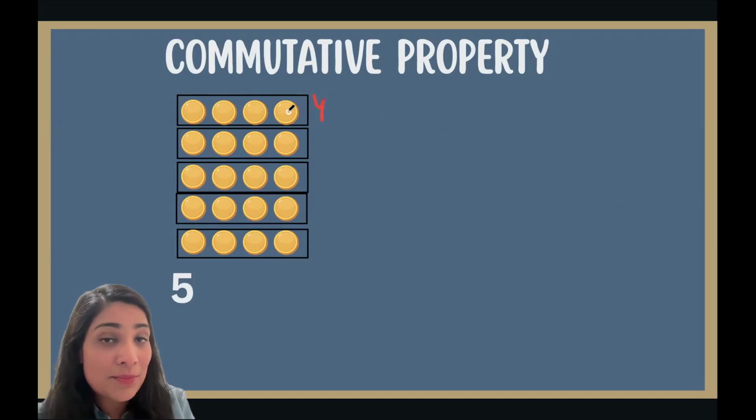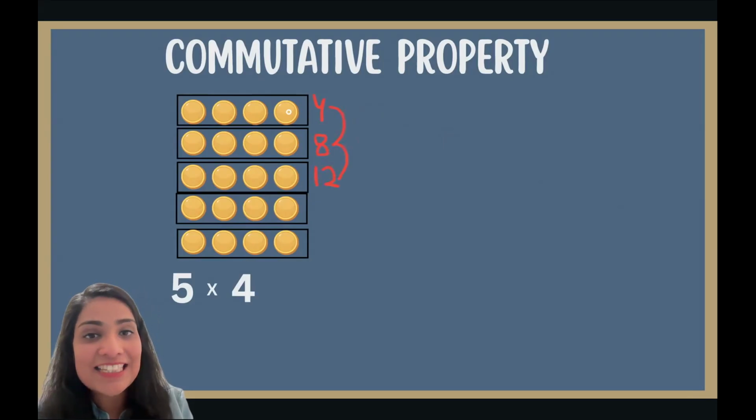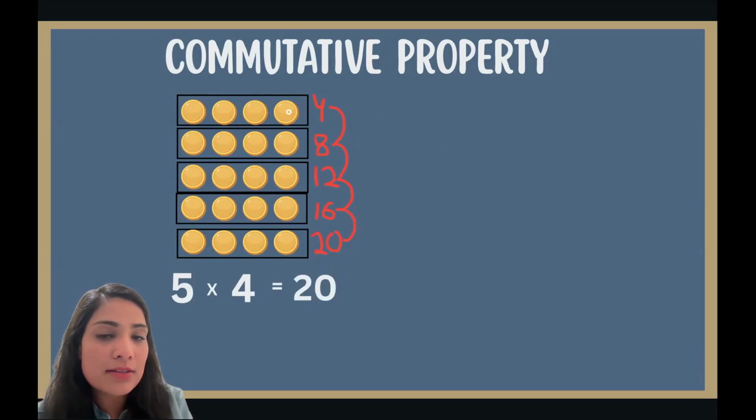So the multiplication expression becomes 5 times 4. And let's calculate how many are there. Should we do skip counting this time? 4, 8, 12, 16, 20. So 5 times 4 is 20. So we have total 20 coins. To prove commutative property, let's do one thing. Let's flip this array.